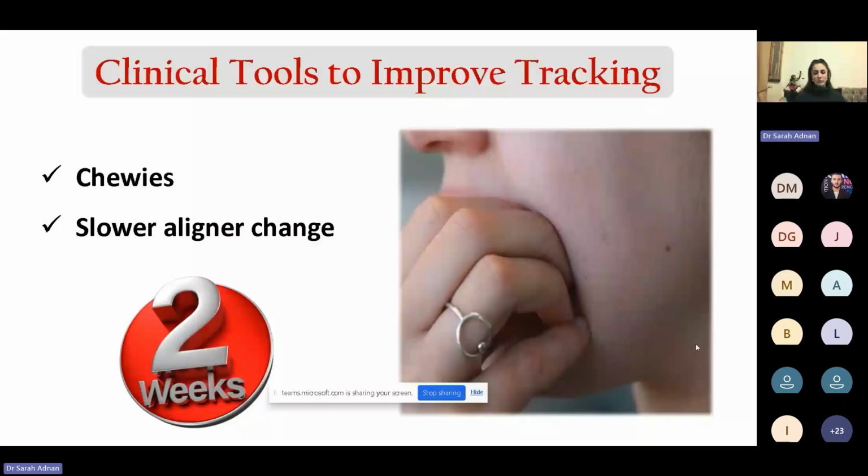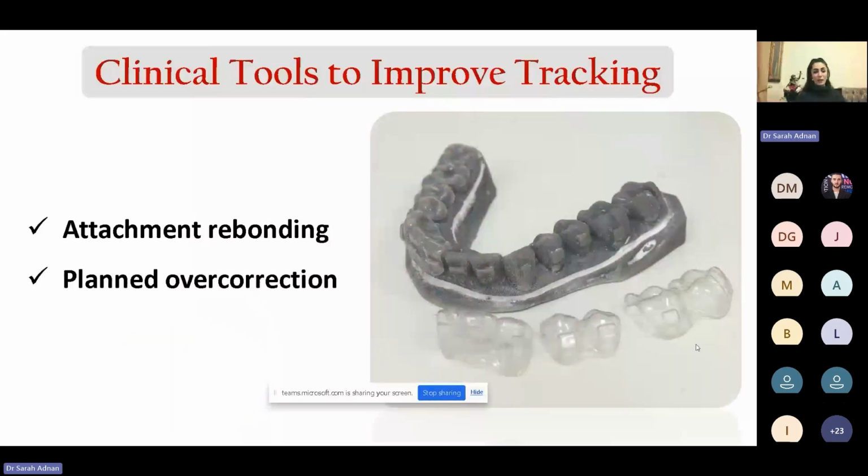Another important tool is attachment rebonding. As we said, if we have lost our attachment or the attachment got abraded or worn, attachment rebonding is essential as soon as you discover it. You can use the same template, the first template, if it occurs immediately in the first week. If it occurs during treatment, like mid-treatment, you can use the last aligner that the patient used. For example, the patient used aligner number 5. He finished it. You can use aligner number 5 or even aligner number 4.